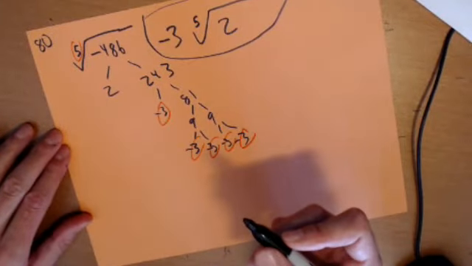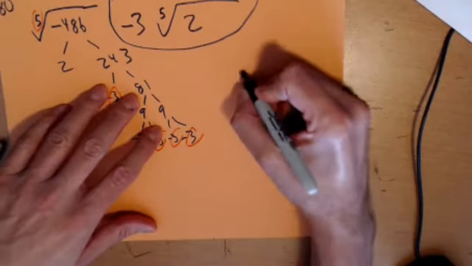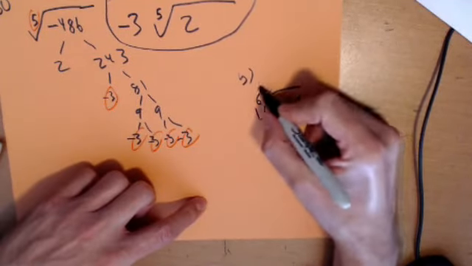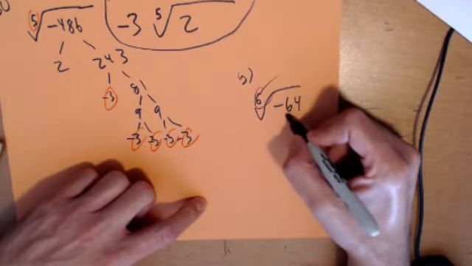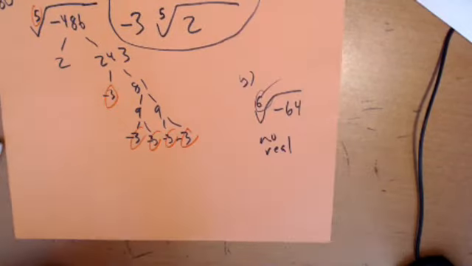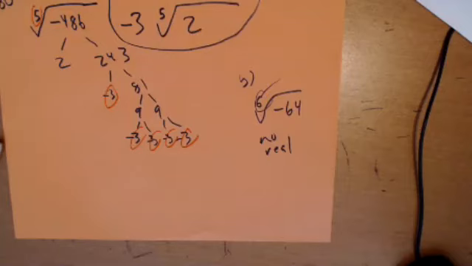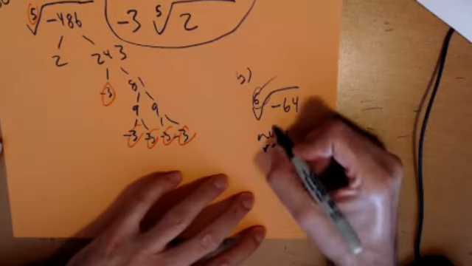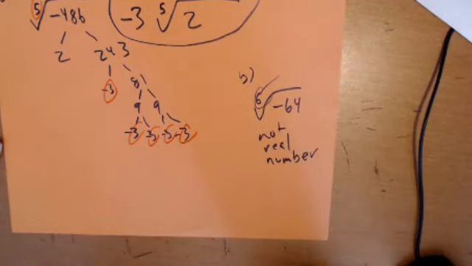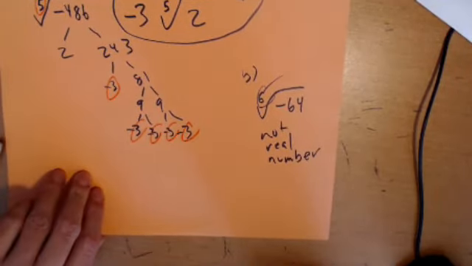And then, so then part B is easy. The sixth root of negative 64. Even. 6 is even. You can't take even roots of negatives. No real answer. Is that what we said? No real answer? Can't remember what the book told us to say. Not real number. Not real number. That's what the book told us to say. Okay.